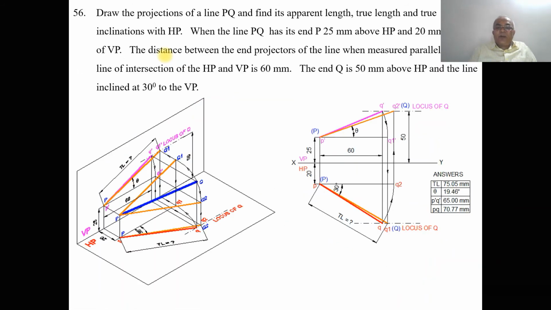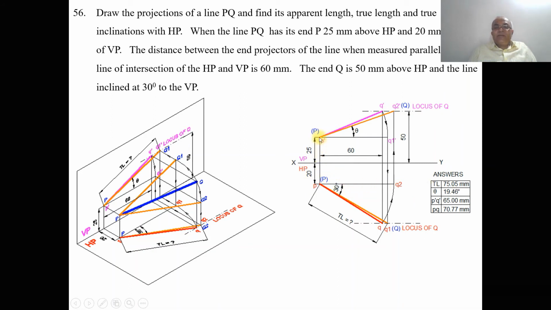Now we are going to solve this problem by using the sketchbook. First we draw the XY line and mark VP and HP. We take the distance above HP as 25 mm. The distance above HP is seen in VP. So from the XY line, you measure 25 mm above the XY line and draw a horizontal line. Similarly, 20 mm in front of VP. From the XY line, you measure 20 mm below the XY line and draw a horizontal line.